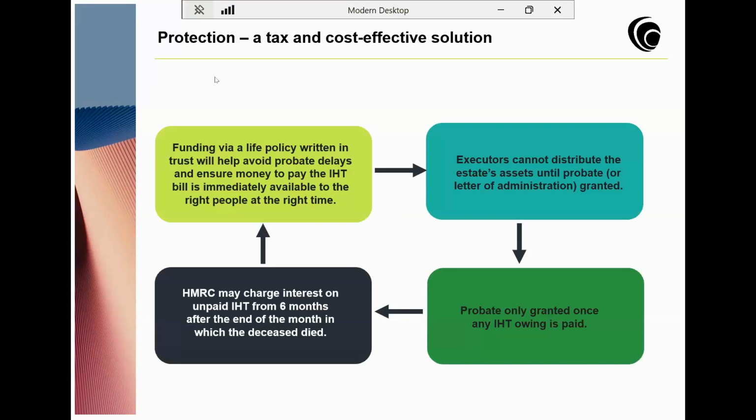So again, just to bring that to life a bit, if you're using a life policy, it's going to enable money to be paid very quickly on death to the trustees, beneficiaries, to ensure that money's there available to pay the IHT bill, so that money can go to the right people at the right time.